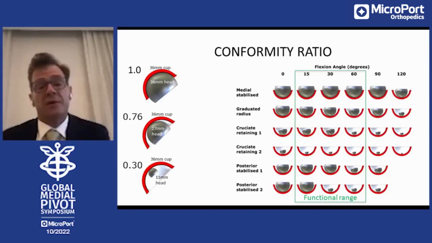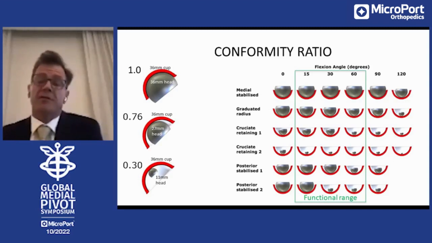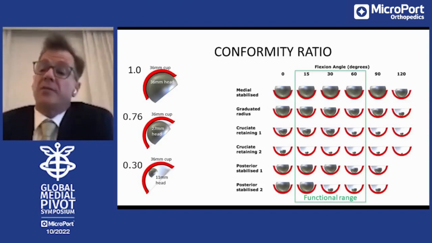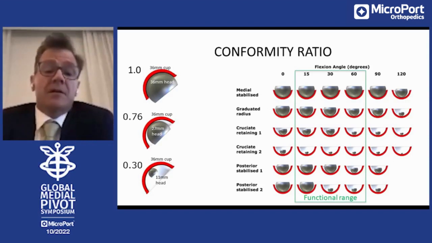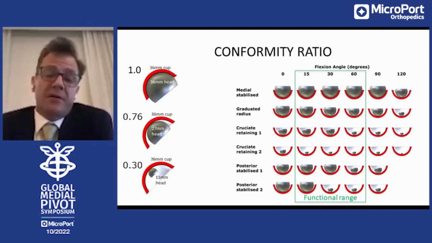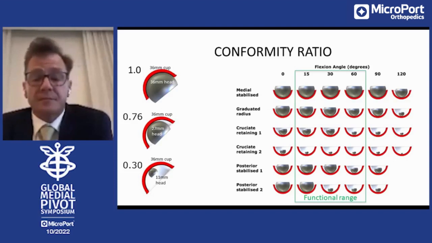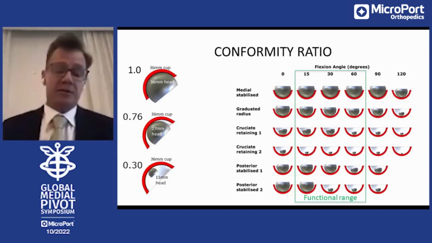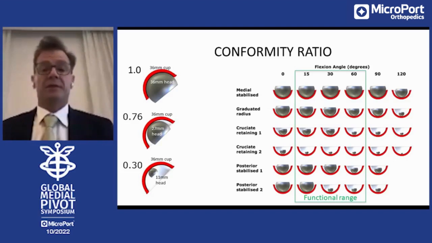These are examples from 6 different designs. The medial stabilized knee has a conformity ratio of 1, all the way from full extension to 90 degrees of flexion. Only at 120 degrees of flexion does the radius change on the femur, and you lose your conformity and your stability. The graduated radius design progressively loses conformity as you go down, so it becomes more and more unstable. And in the 15 to 30 to 60 degree range, which is a lot of the functional activities, it's actually quite unstable. Cruciate retaining knees, where they're round on flat, and posterior stabilized knees all have conformity ratios of less than 1, leading to some level of instability.